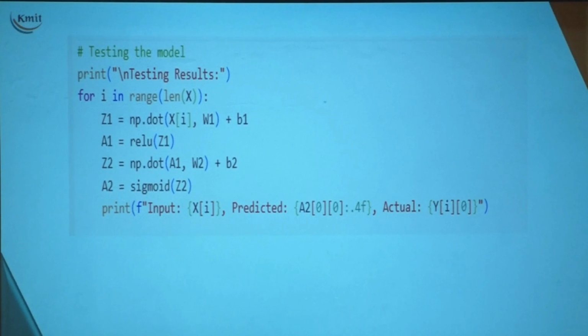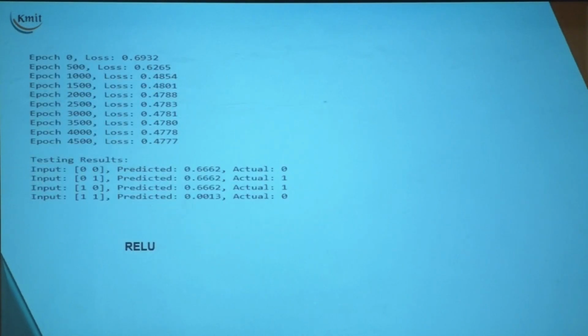What do you mean by testing? Applying that 0, 0, 0, 1, 1, 0, 1, 1 for all of them and generating the outputs. Now look at the results. How many epochs did I take? 5000. For every 500 epochs or 1000 epochs, I want to run the code.